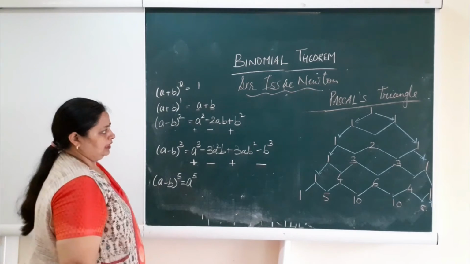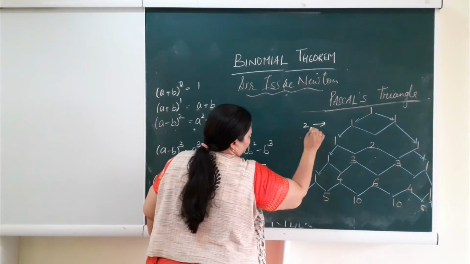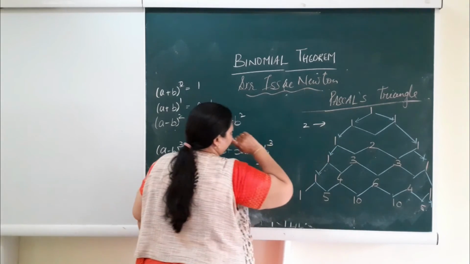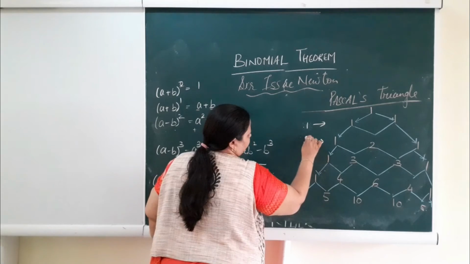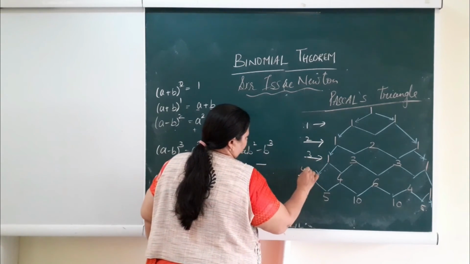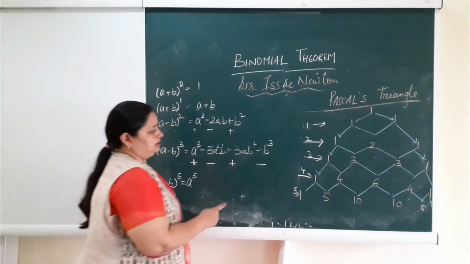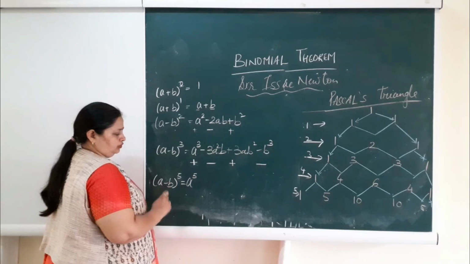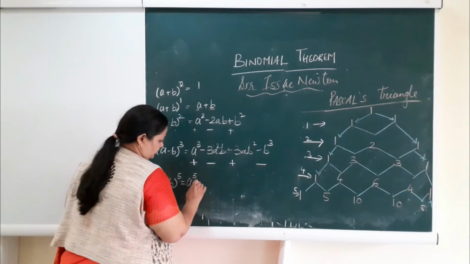Now see, this is for power 1, these are the coefficients for power 2, this is for 3, this is for 4, and this one is for 5. Now, looking at the triangle, you can write down the coefficients. The first is 1, a raised to the power 5.